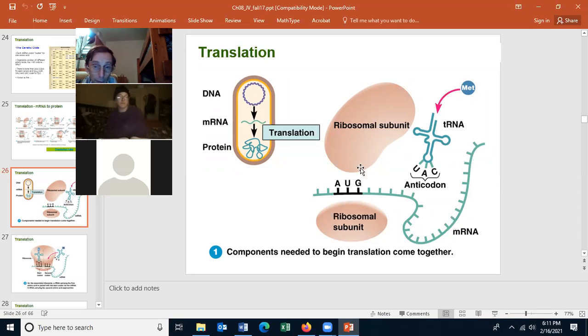So for example, how we know that AUG codes for methionine is that the tRNA actually binds to AUG with the anticodon UAC. And so the tRNA is translating this message into the amino acid. Any question about any of that?